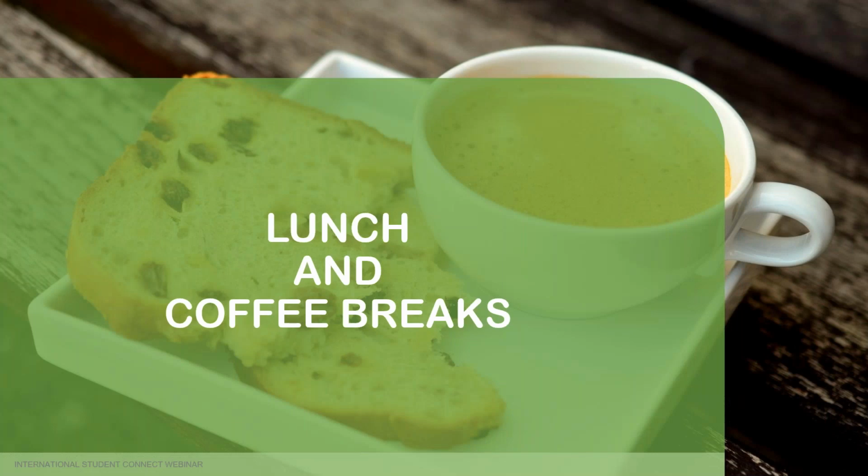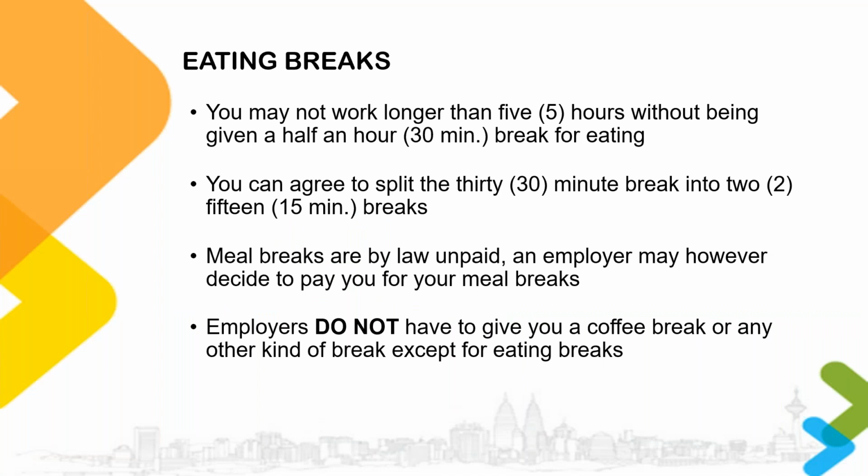Lunch and coffee breaks. Most employees, including young workers, may not work longer than 5 hours in a row without getting a 30-minute eating period. If the employer and employee agree, the 30-minute eating period may be taken as two breaks within each 5 consecutive hour work period. Meal breaks are unpaid unless the employee's employment contract requires payment. Employers do not have to give employees coffee breaks or any other kind of break other than the eating period.